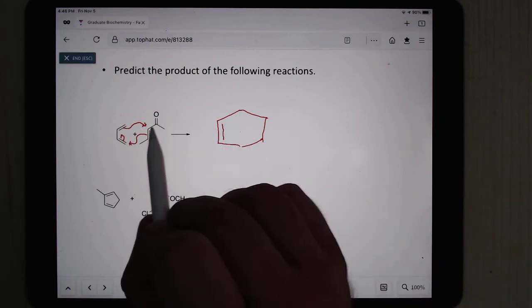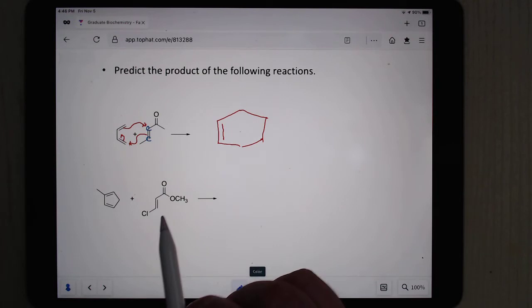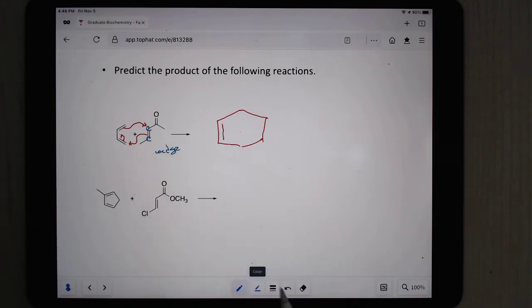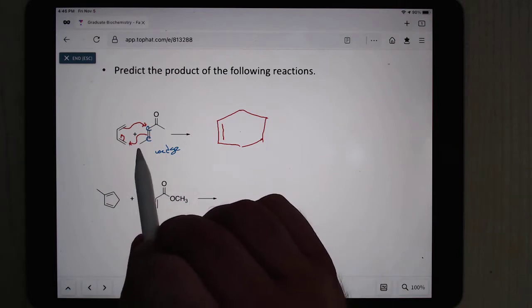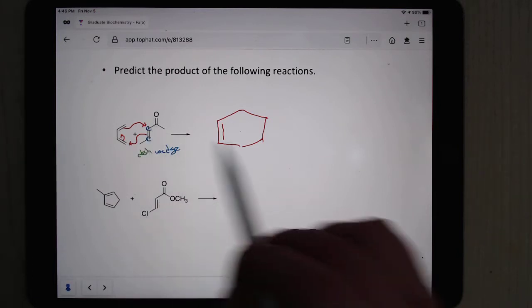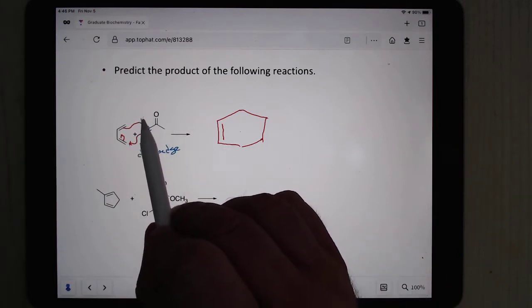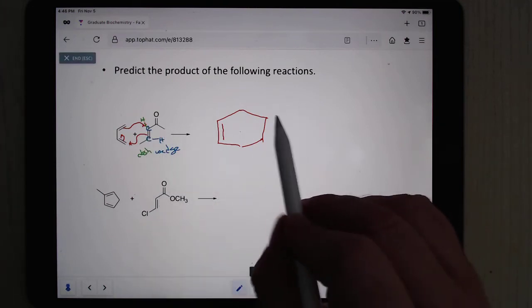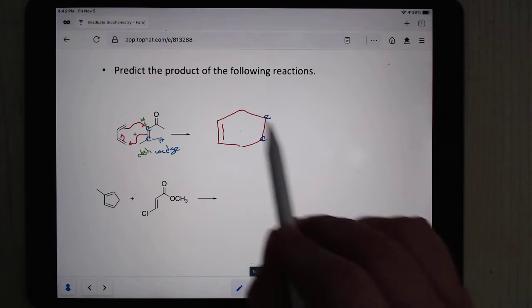With these two carbons, if we say this is the wedge side, then that means this side is going to be the dash. So there's a hydrogen here, there's a hydrogen over here. So for this one, here's those two carbons.